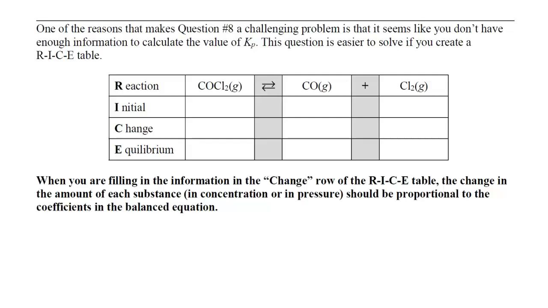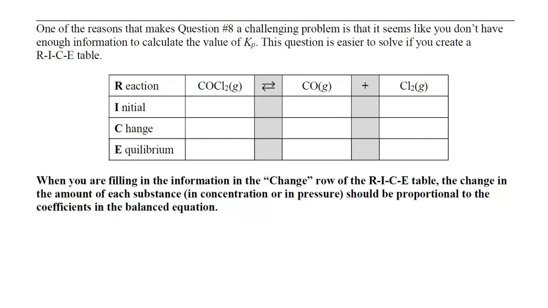And then the next row of the RICE table represents the initial conditions, and these could be the initial concentrations or partial pressures of each substance at the very beginning before any chemical reaction has occurred. Then we have the change row of the RICE table, in which certain concentrations or partial pressures will either increase or decrease depending on the conditions. And then finally, the last row of the RICE table would be equilibrium.